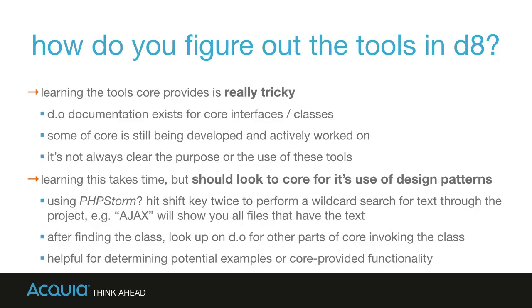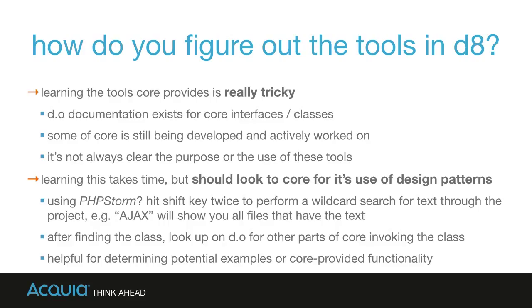So what else can you do? Well, you could look at PHP Storm. It provides some nice functionality in terms of a code editor that you can hit the Shift key twice and do a global search over all of the classes and interfaces provided by Drupal. So if I want to search for something like Ajax, it'll give me a list of all the classes that have the name Ajax in it, in a wildcard sort of way.